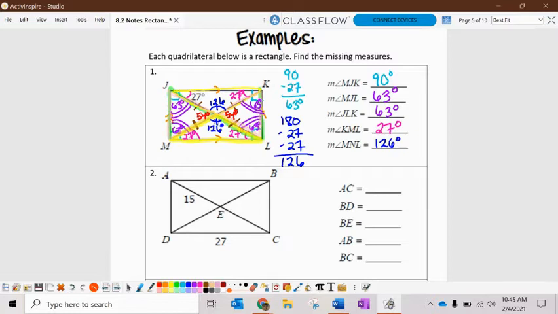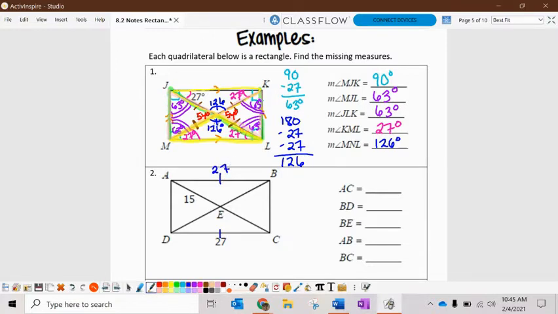All right, now we get to do the same kind of thing with the sides. We get to figure out everything we know about the sides. So let's take a look at what we remember. We know that for all parallelograms, opposite sides are congruent. So if this side's 27, so is this side.